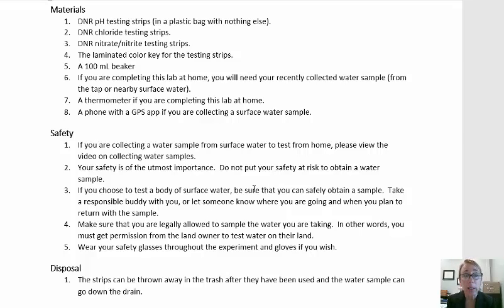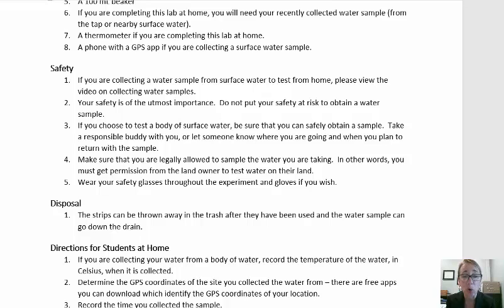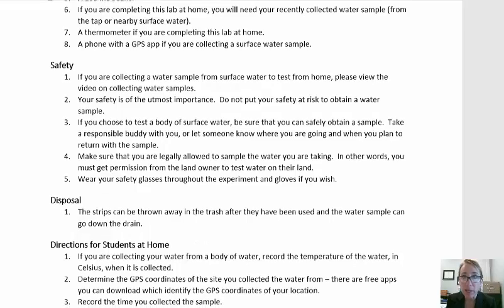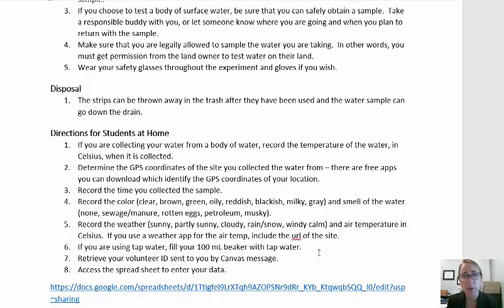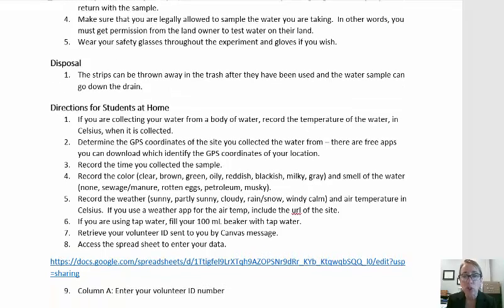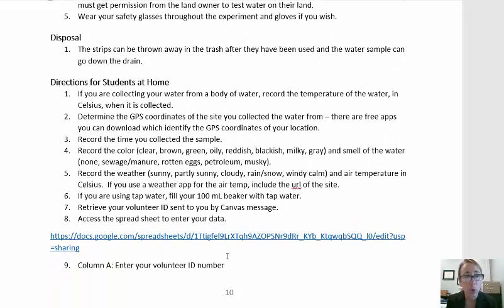And if you are collecting water, as I said, just be super careful. If you cannot collect water carefully, then just use tap water. That will be fine for this experiment. In terms of disposal, the strips can be thrown away in the trash, and of course your water sample can be thrown away in the trash as well. So follow the directions carefully. I recommend that you read them thoroughly before you start the experiment so you're prepared. One of the things you may have to do is download an app on your phone for GPS. And if you're just using tap water, then you can just record the address of your home.